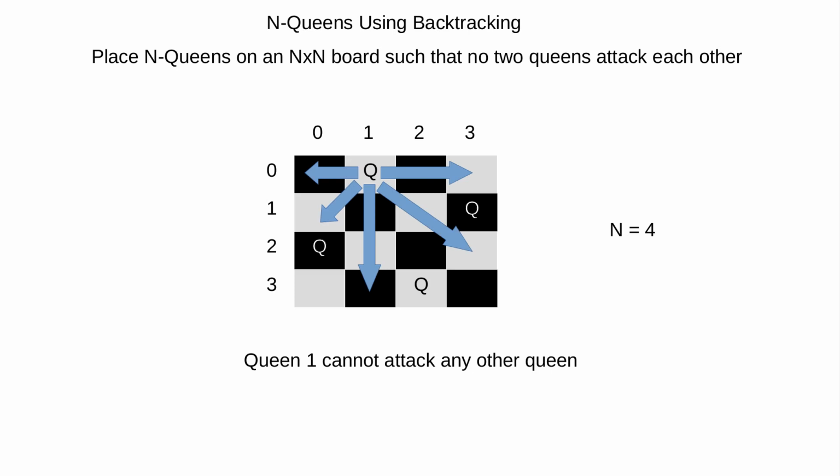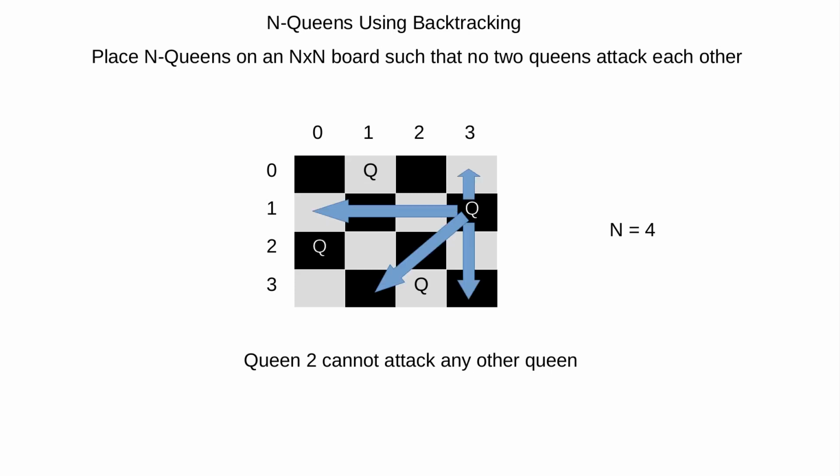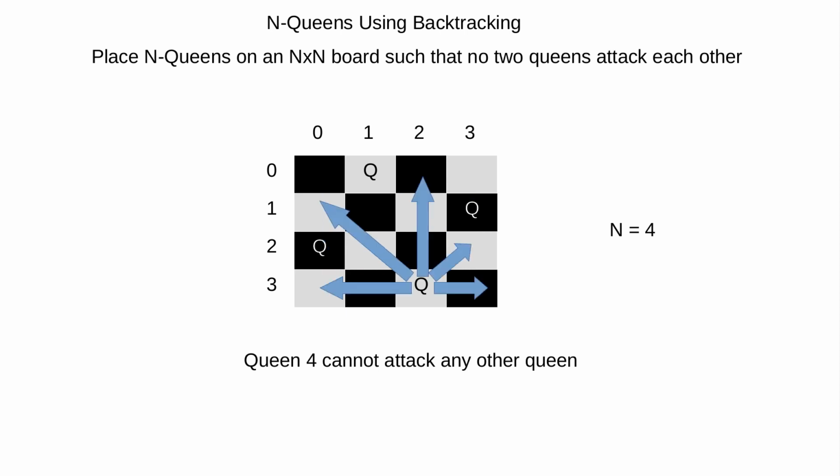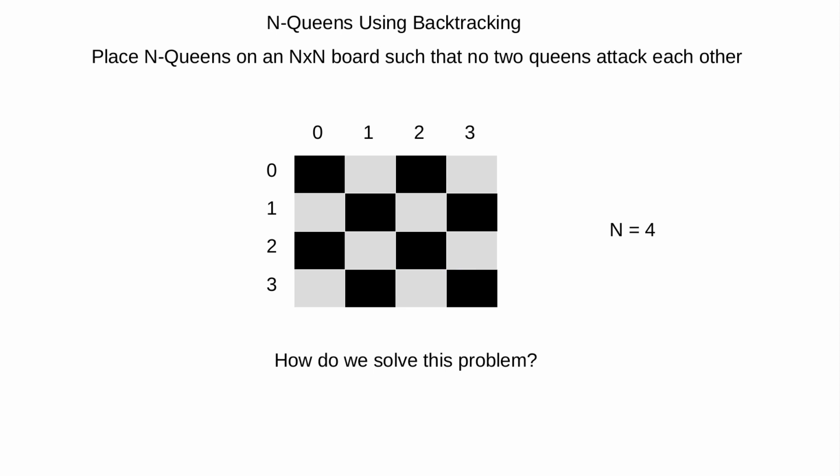Here, queen 1 cannot attack any other queen. Queen 2 cannot attack any other queen. Queen 3 cannot attack any other queen, and also queen 4 cannot attack any other queen. Now, this is one of the solutions to this problem. So we have to find out all possible solutions to this problem. So how do we solve this?